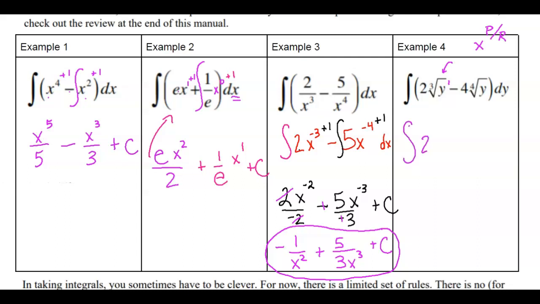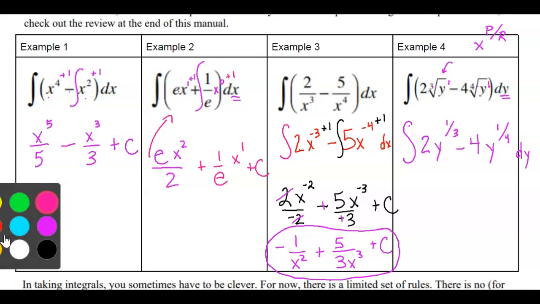So I get 2, 1/3 minus 4, and that's like a 1. So y to the 1 power over the 4th root, and that's dy. So notice we can change, y isn't our function. They're now saying that y is our variable. Okay, so that's kind of how the notation works.